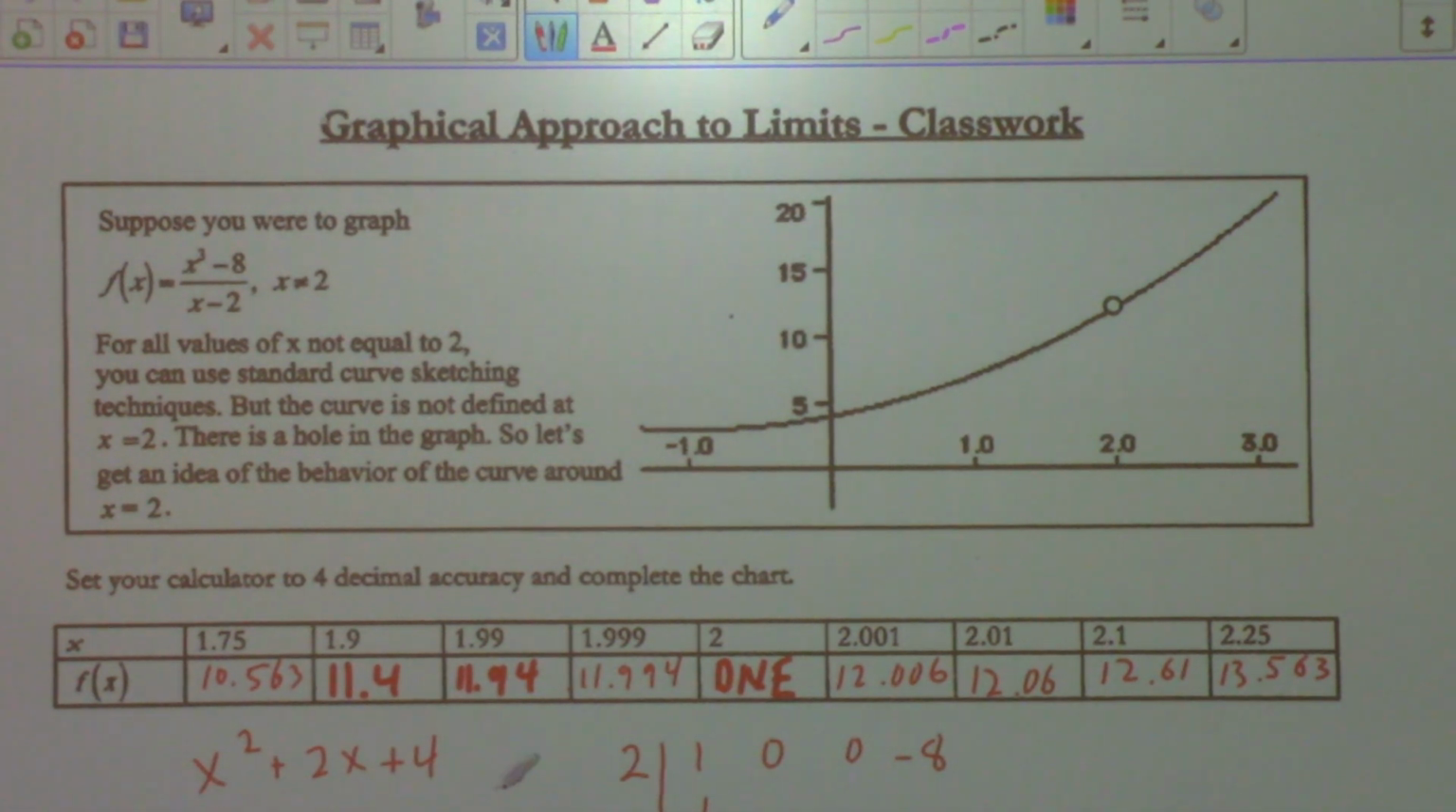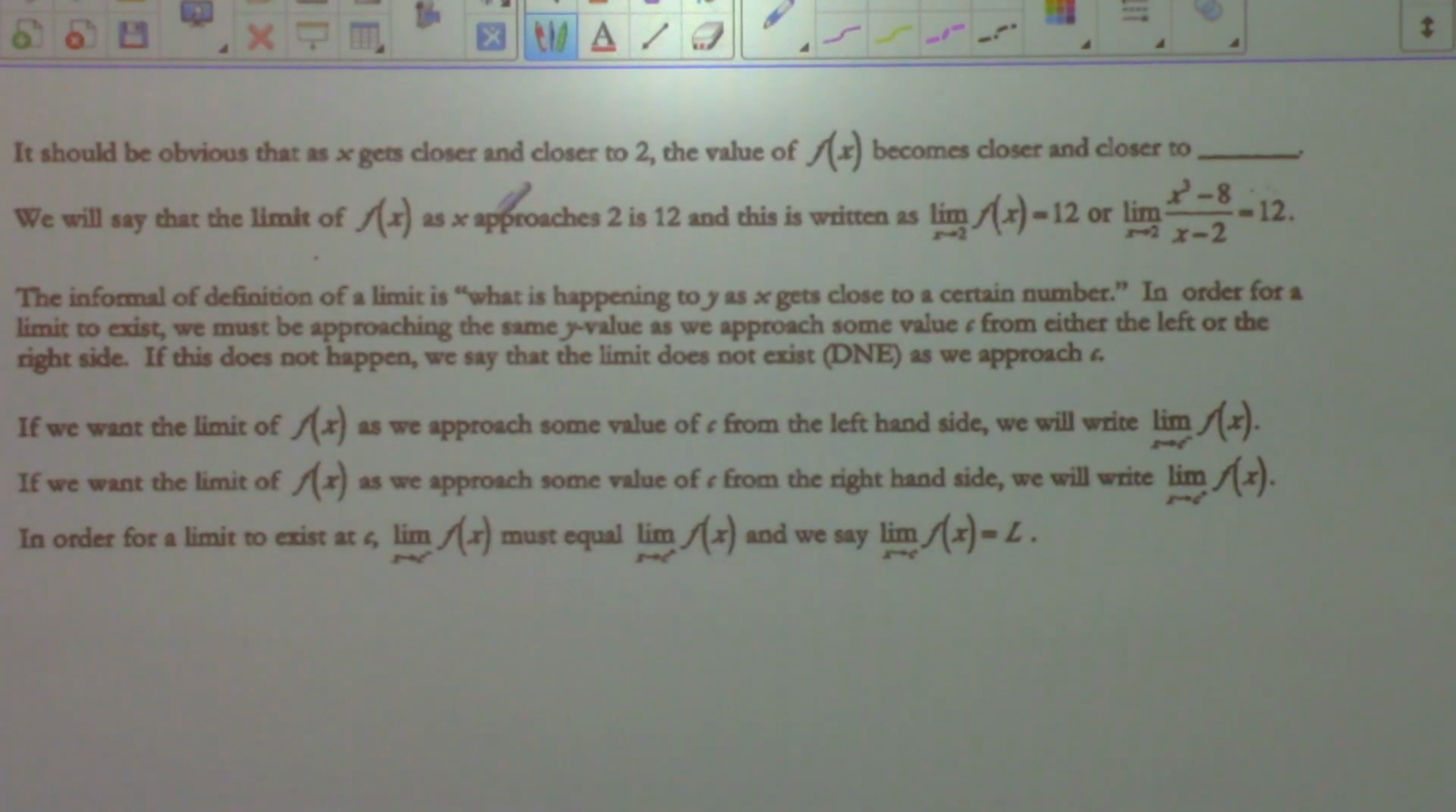If you graphed x squared plus 2x plus 4, you're going to see the same curve, but you're not going to have the discontinuity here. You can try that in the calculator if you want. But here we are. It should be obvious, and Aaron already mentioned this, right? We come closer and closer to 12. And then the notation for this, we say the limit of f of x as x approaches 2 is 12, and this is written in this notation right here.